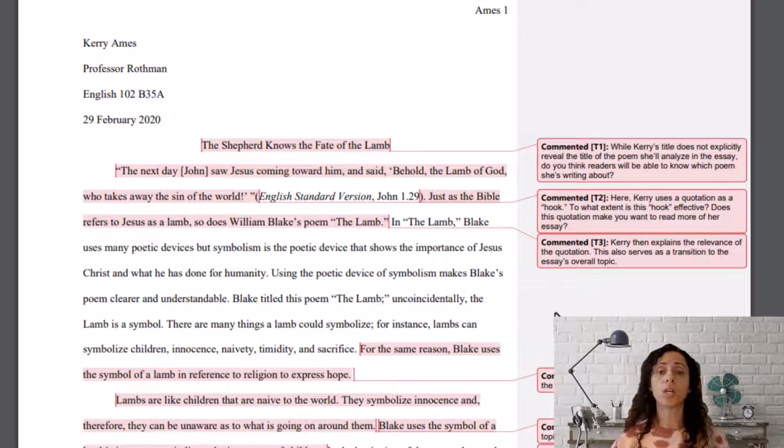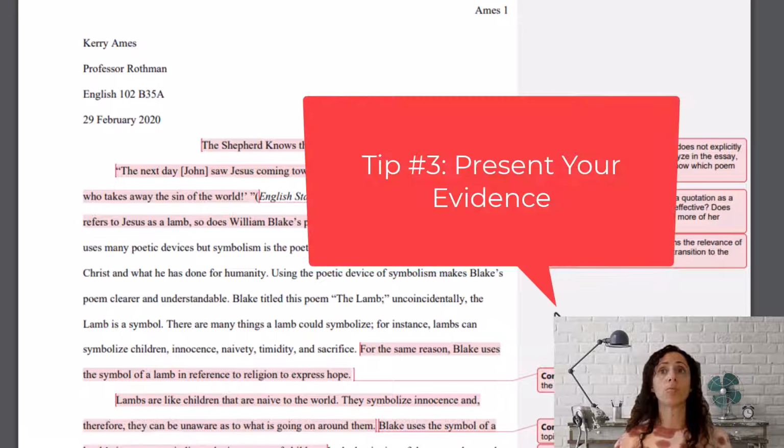So this is the claim or the argument that she's making about Blake's use of symbolism. Notice that Carrie does not present textual evidence or a quotation from the poem and an analysis of the quotation in this introduction. This takes us to tip number 3. So tip 3 is to present your evidence.